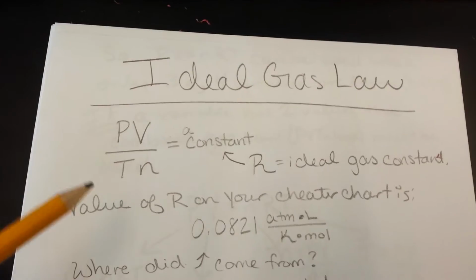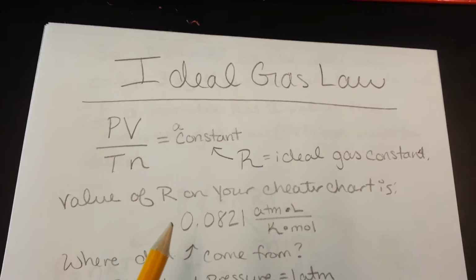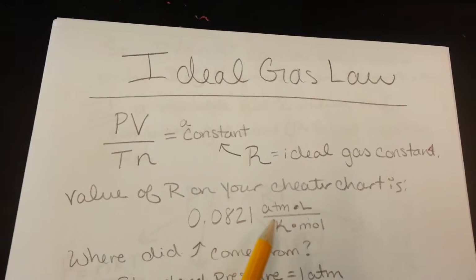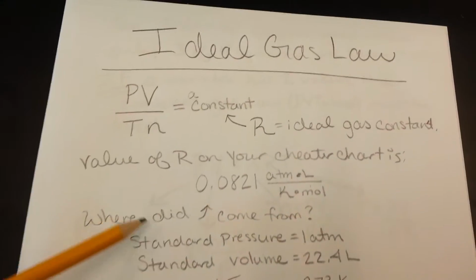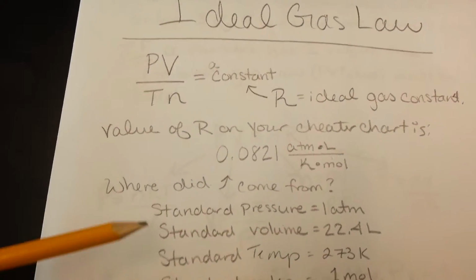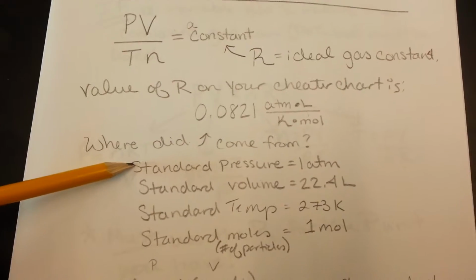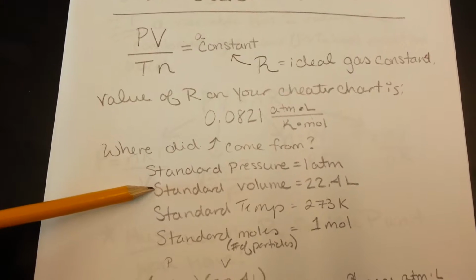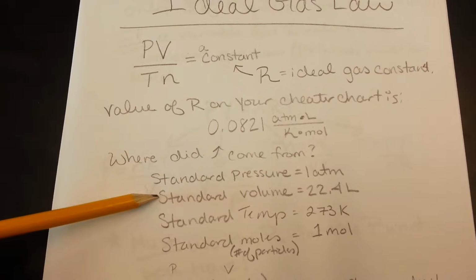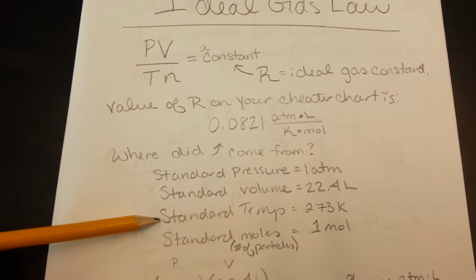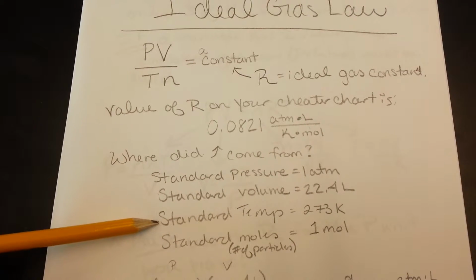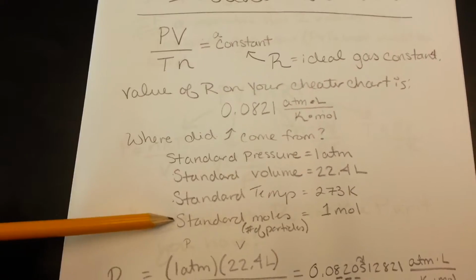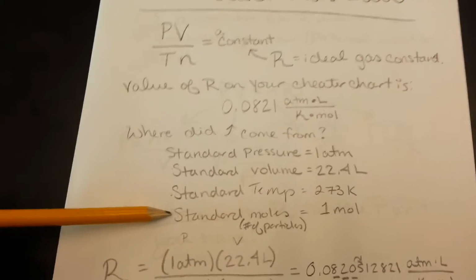Now, the value of R that's given on your cheater chart on the back is 0.0821 atmospheres times liters divided by Kelvin times mole. So you're probably asking, where did that come from? Well, standard pressure for a gas is 1 atmosphere. Standard volume of a gas is 22.4 liters, coming from our molar volume. Standard temperature is 273 K, which would be 0 degrees Celsius. The standard moles, or number of particles, is 1 mole.